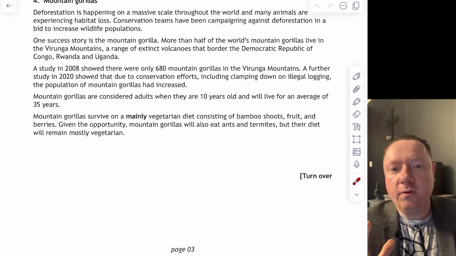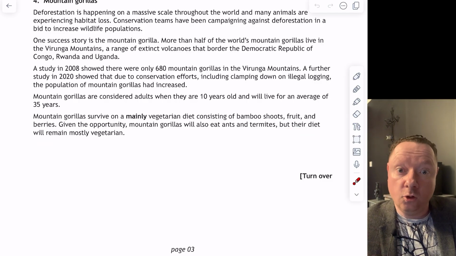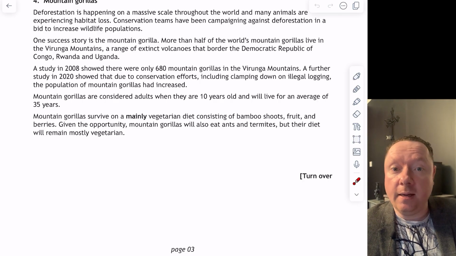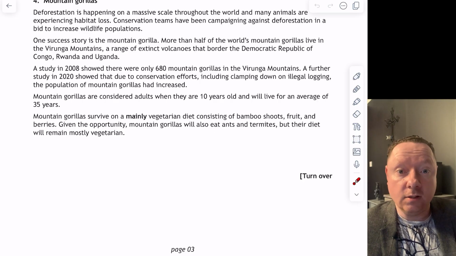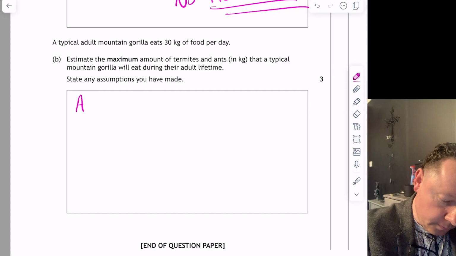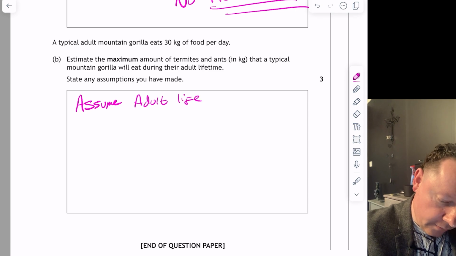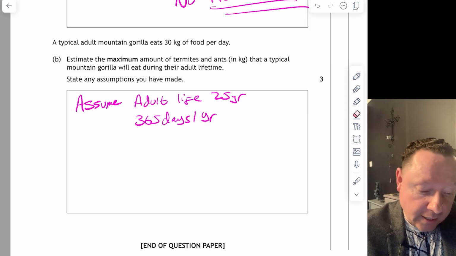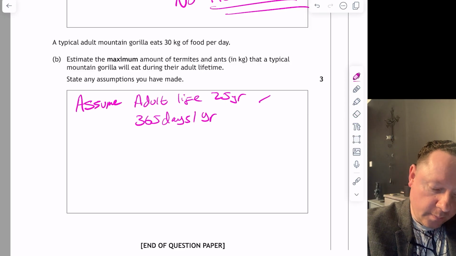So what does that mean? Well, if you're mainly or mostly something, it means you do it more than 50% of the time. So if you're going to pick the amount of termites or ants that the gorillas eat, you have to pick a number less than 50%. So we're going to assume their adult life is 25 years. We're going to assume the usual, 365 days per year, to get rid of the leap years. We've got that, now we've got to estimate the maximum amount of termites. So the maximum will have to be less than 50%.